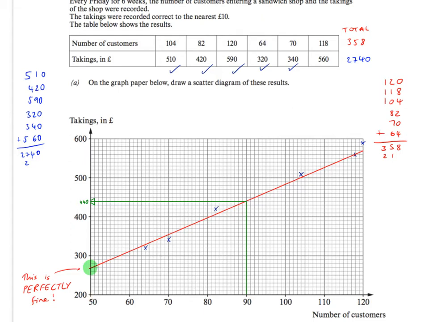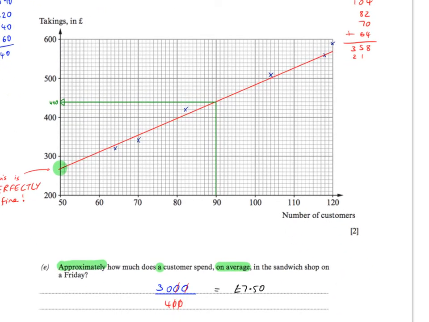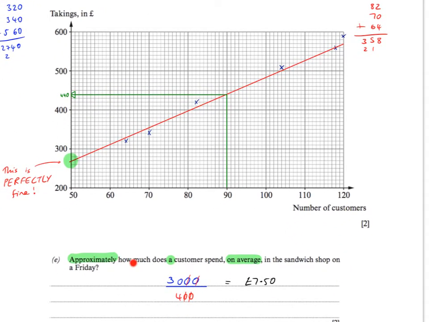And in terms of anything else I need to mention, yeah, hitting the axis here is absolutely fine. Question E came first by accident, and this should have come at the end, but it's not the end of the world. It says approximately, which is another word for an estimate. How much does a customer spend on average in a sandwich shop? You can see I've highlighted the keywords here: approximately, so estimate; a customer means one customer; and on average, okay?